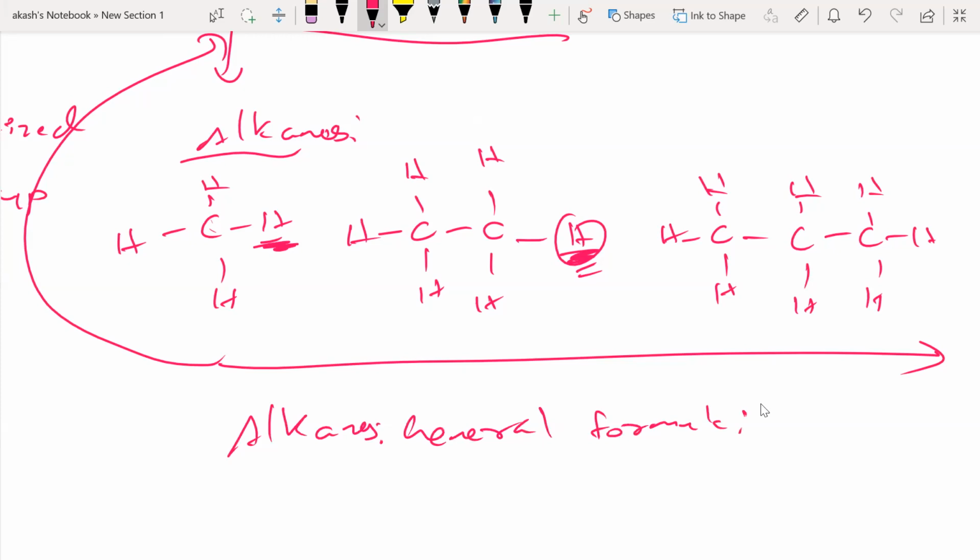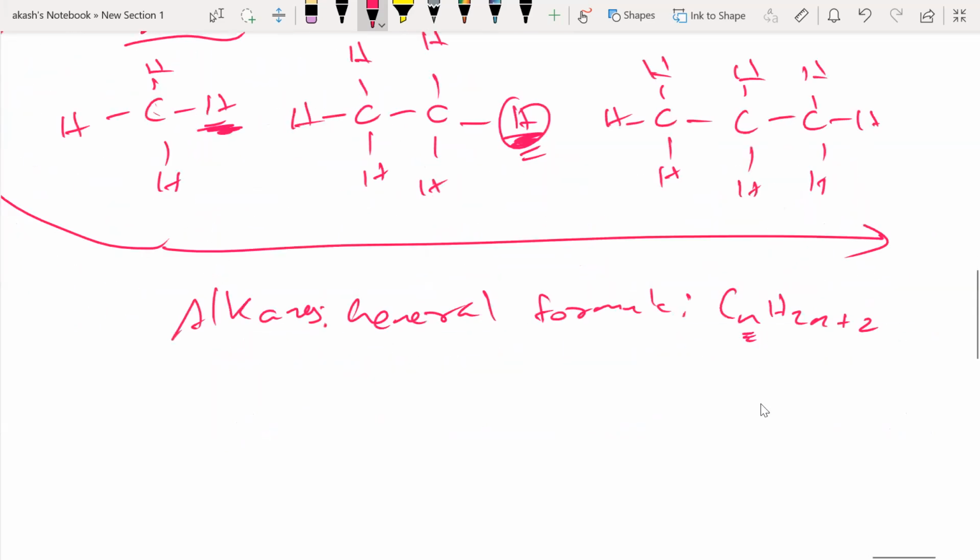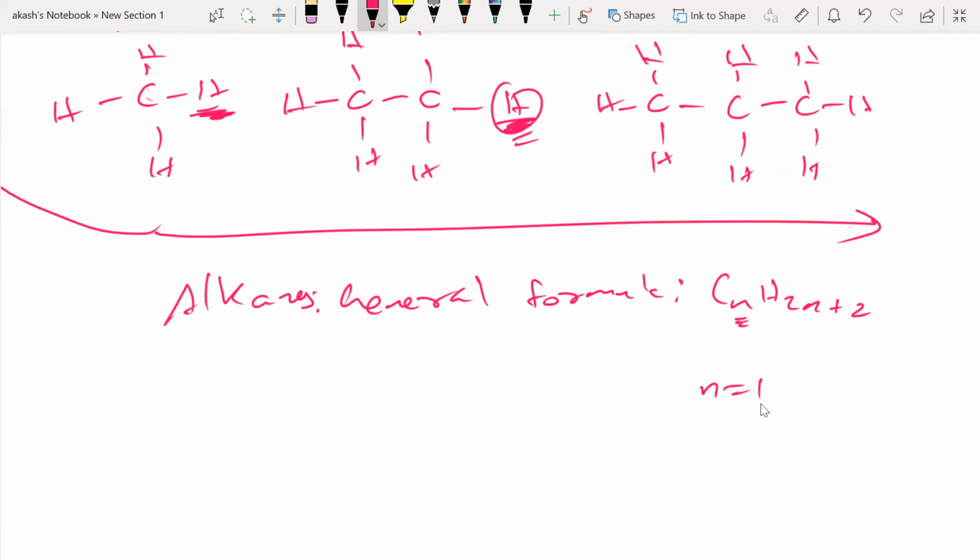For alkanes, the general formula is CnH2n+2, where n is an integer. For example, let me put n equal to 1. What do you get? C1, and 2 into 1 is 2, plus 2 will become 4. So C1H4, or I can just write it as CH4. This is nothing but your methane.